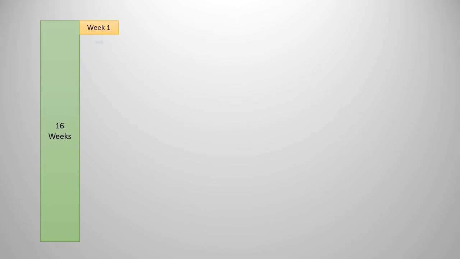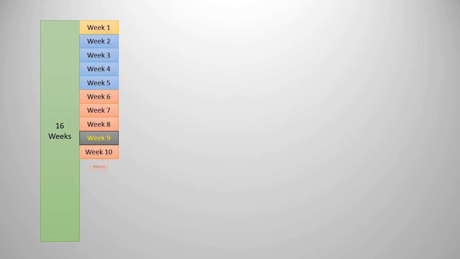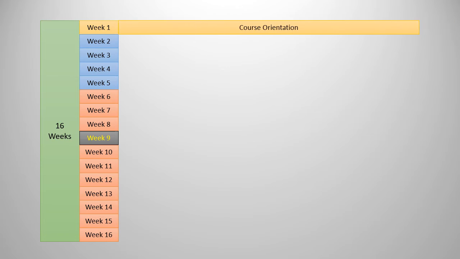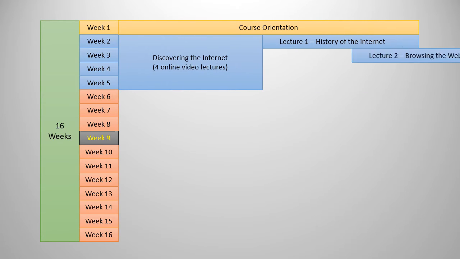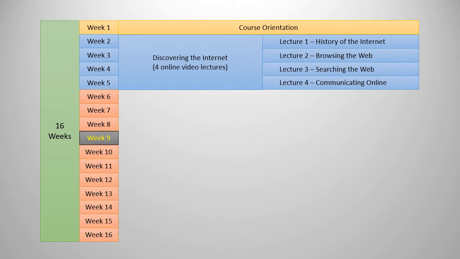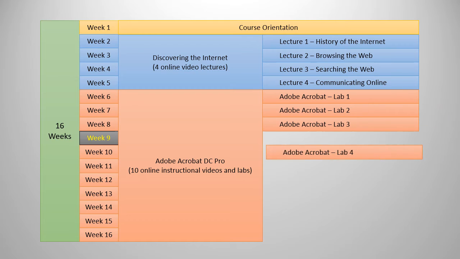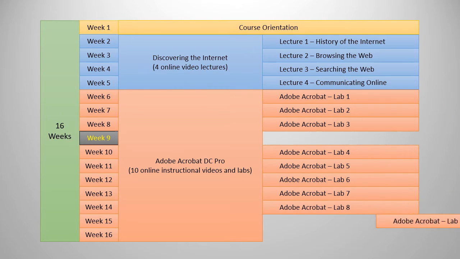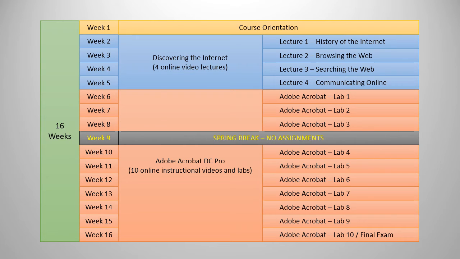We're going to go into a little more detail on our 16-week calendar for our class. Of course, week 1 is course orientation, which we are currently doing. Starting next week, the next 4 weeks, we will be going through the Discovering the Internet lectures 1 through 4, including history of the internet, browsing the web, searching the web, and communicating online. Along with that, there will be some assignments and forums to participate in.